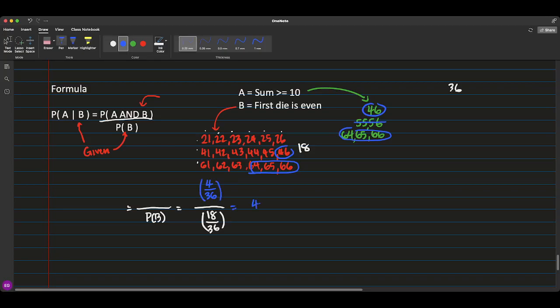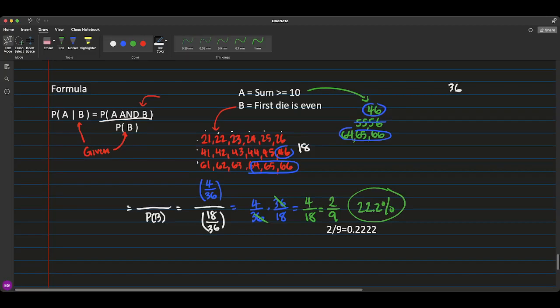So if you calculate this, this becomes 4 out of 36 times the reciprocal. So you get 36 over 18. The 36's cancel. You are left with 4 over 18, which is 2 over 9. And 2 divided by 9 is 0.222. That is 22.2%. There's a 22.2% chance that if you roll and your first die is even, because that's the given, that your sum will be greater than 10.